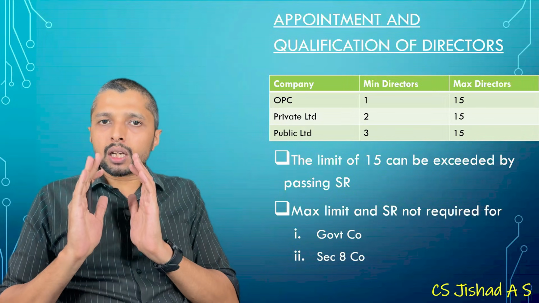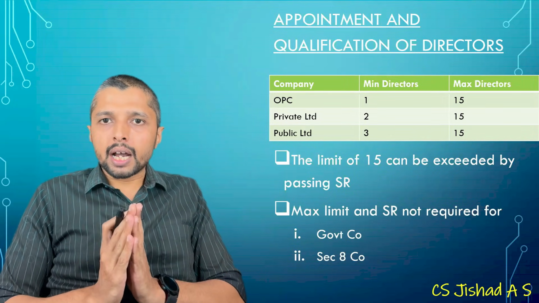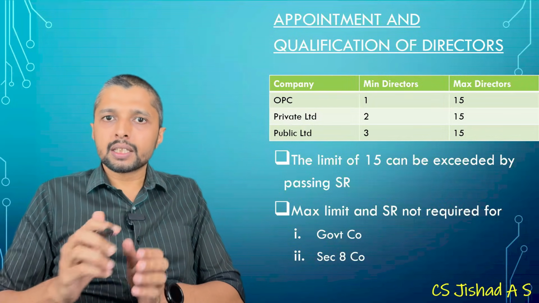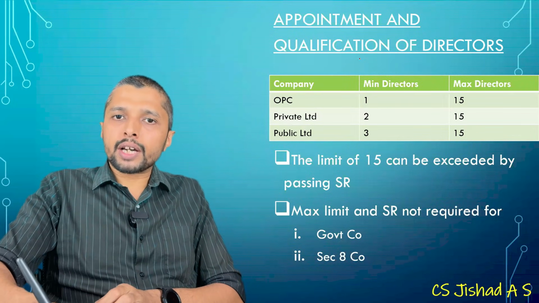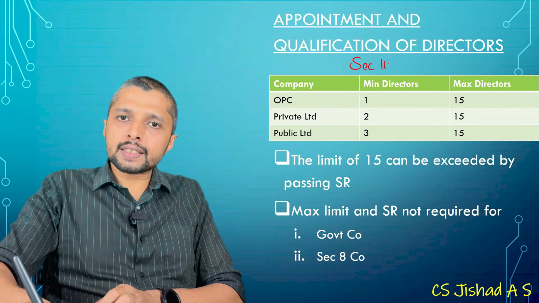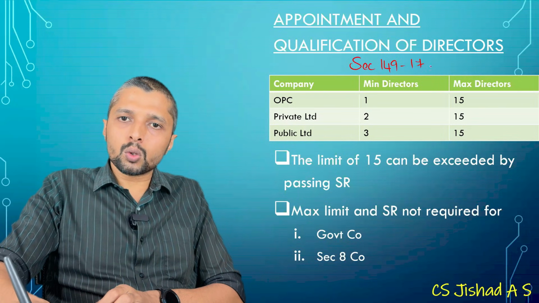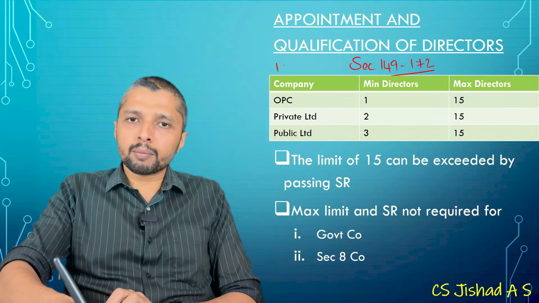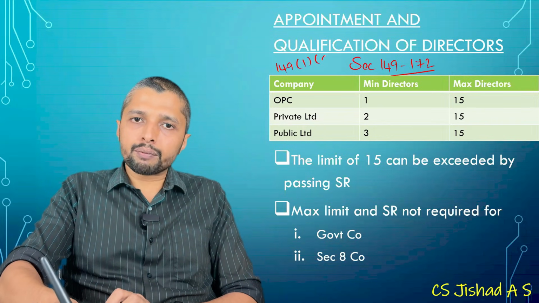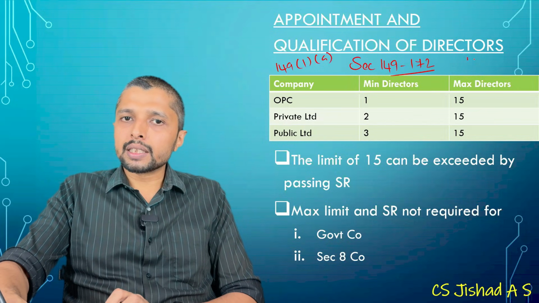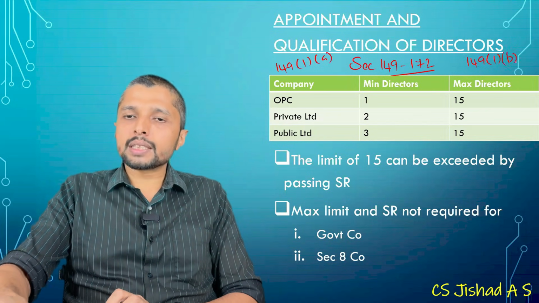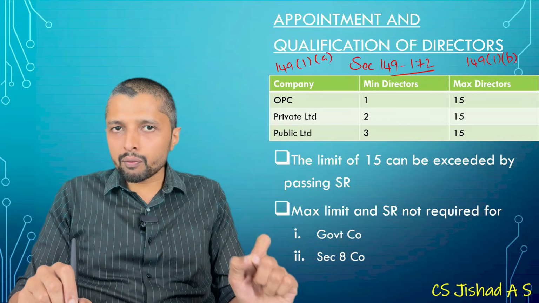Now we will move to appointment and qualification of directors, which is a topic under the Companies Act. With respect to the number of directors, this chapter comprises sections 149 to 172. The minimum and maximum number of directors are specified in section 149 subsection 1, clause A, and clause B specifies the maximum number of directors.